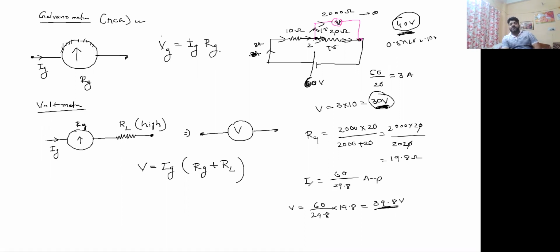So that's why, if they ask you the question why the resistance of the voltmeter is very high, so that minimum current passes through the voltmeter and maximum current passes through the circuit, and we can get the more accurate reading. That's it. Clear? Okay, sir.